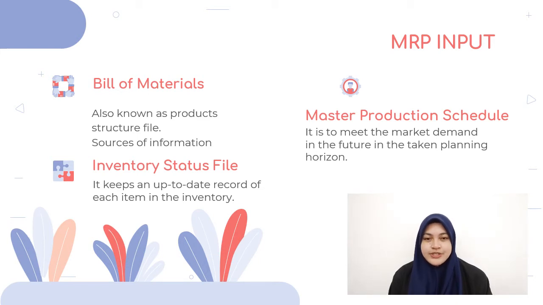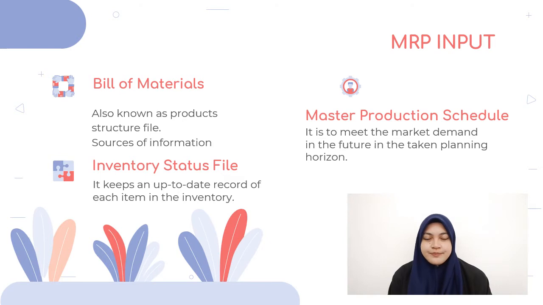I will continue to present Input Material Requirement Planning, MRP. A successful MRP system depends on the quality of data provided. To have an efficient MRP system, each input must be updated and accurate. As you can see from the slide, there are 3 inputs of MRP which are Bill of Materials, Inventory Status File, and Master Production Schedule.